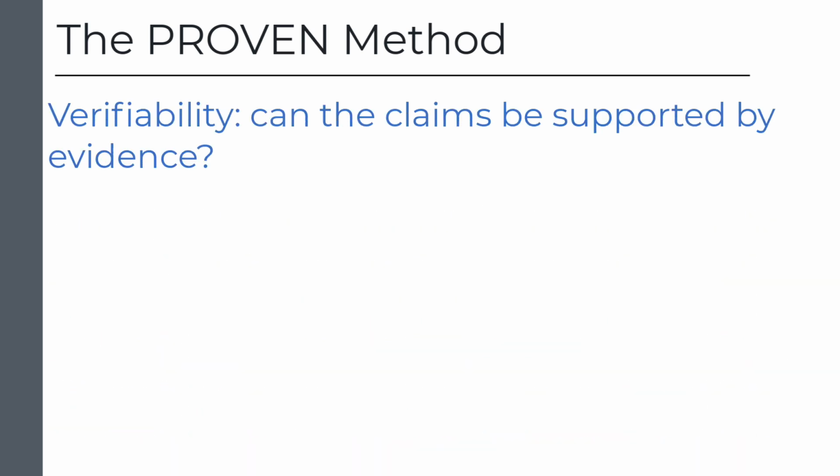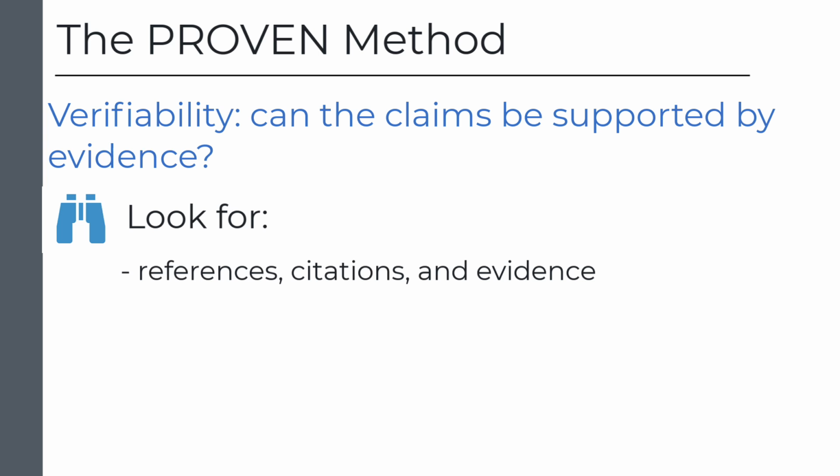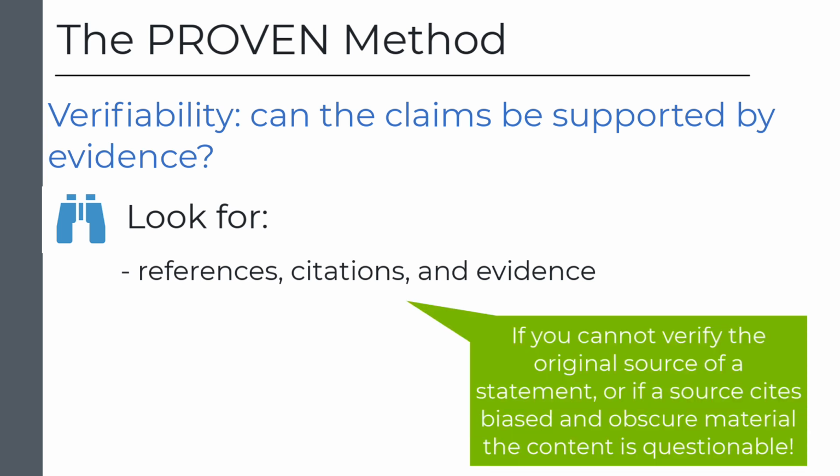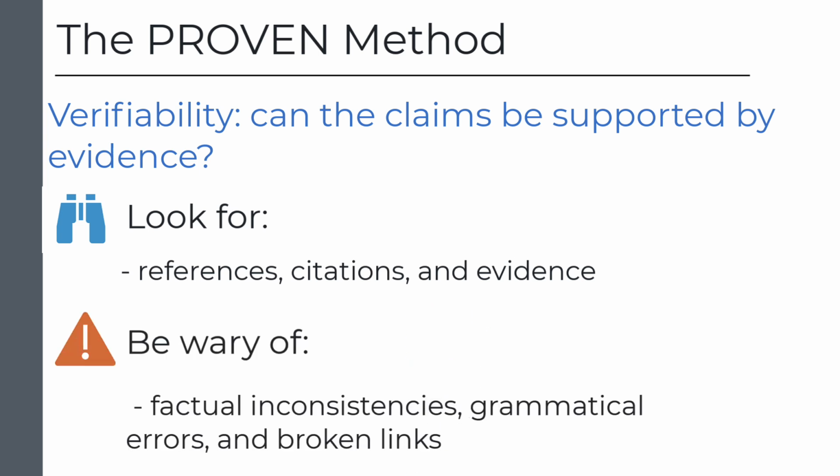Verifiability. Credible sources provide references. They cite studies, link to primary data, or explain how they arrived at conclusions. Review whether a site includes links to supporting materials and whether those links lead to reliable sources. Some websites simply repeat claims from other sources without attribution. Others present statistics or expert opinion with no references at all. If you cannot verify the original source of a statement, or if the citations link to biased or obscure material, the content should be considered questionable. Also, factual inconsistencies, grammatical errors, or broken links indicate that the content hasn't been properly reviewed or maintained.